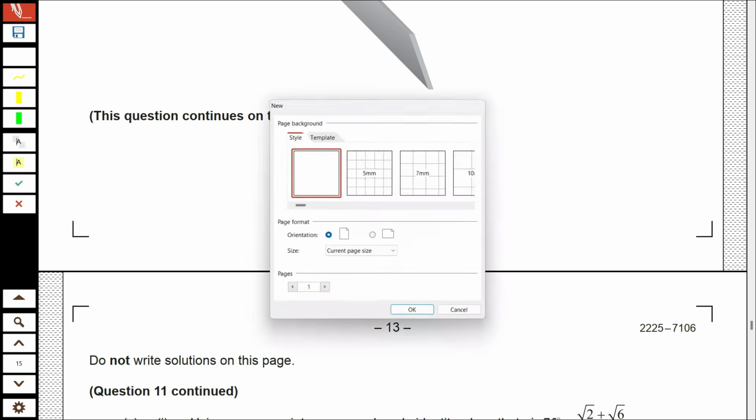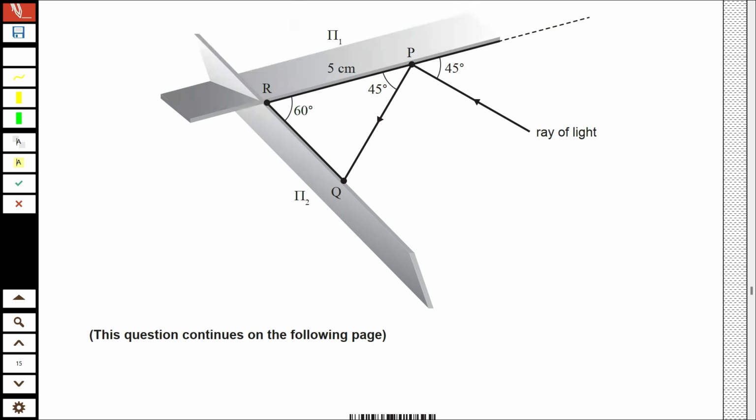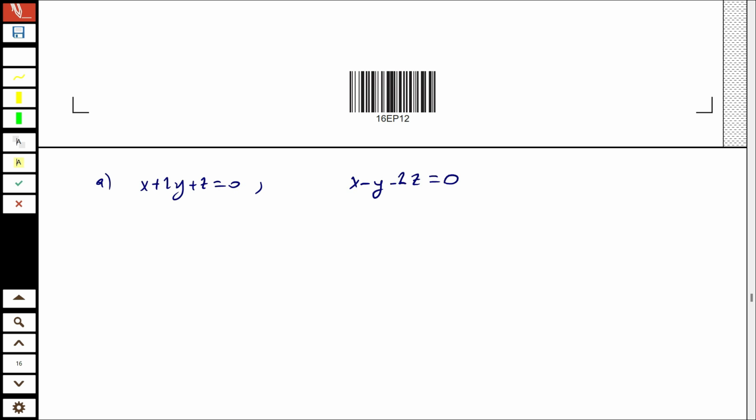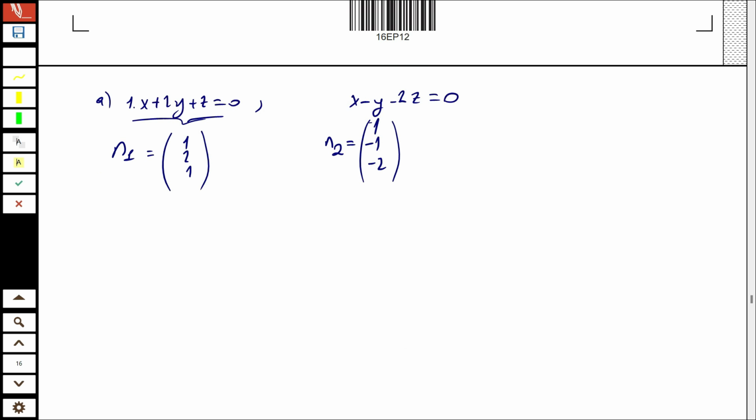Let's open a new page. And we're going to write the planes. I know that the normal of this plane, the normal line of this plane, is given by the coefficients of x, y, and z. So you can say that normal 1, the vector, is (1, 2, 1), and normal 2 of the second plane is going to be (1, -1, -2). We are looking for the angle between these normals actually.